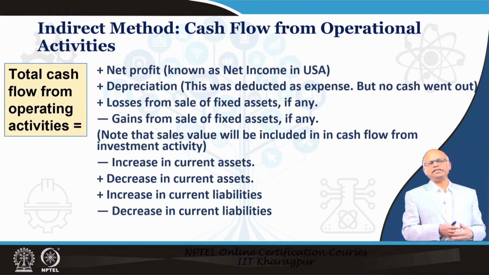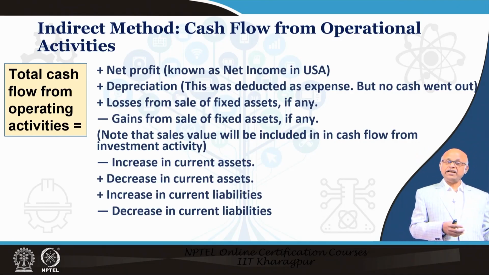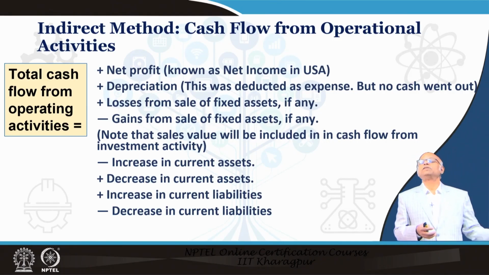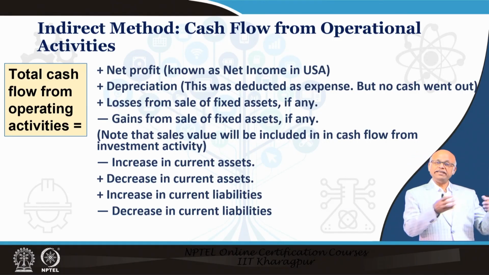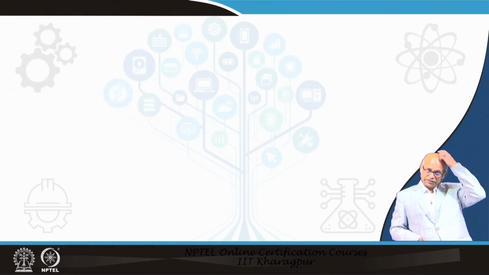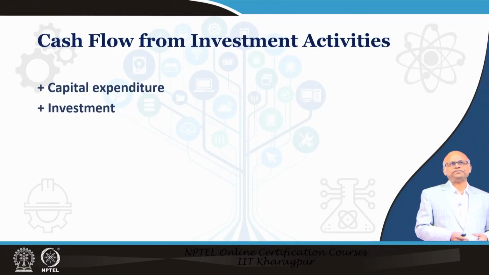Same is with liabilities. If current liability increases, that means you have received goods from somebody else, that means you have received money from somebody else, and decrease means you have paid him back. So, that is a negative cash flow. Negative and positive cash flow has this implication here.